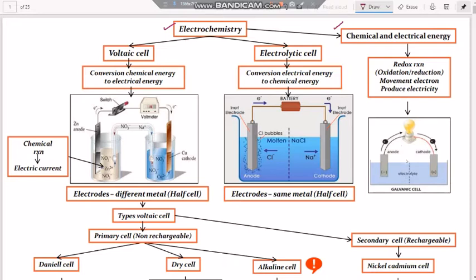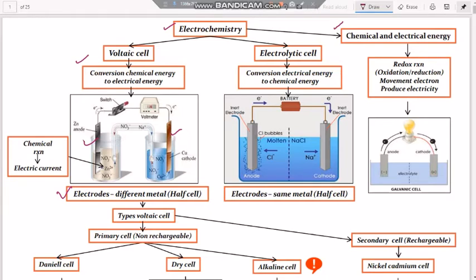The device is called a galvanic cell. We can also call it a voltaic cell, which converts the chemical energy into electrical energy. This can be observed here. We have different metal electrodes, half cells. On the left side we have a zinc anode, on the right side we have a copper cathode. Both are connected with a salt bridge containing sodium nitrate. Here you can observe this is the zinc plate, and on the right side we have the copper plate, the copper electrode.